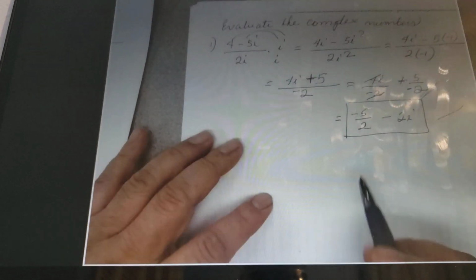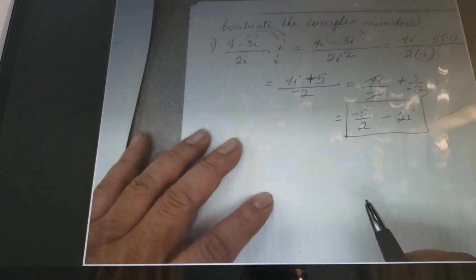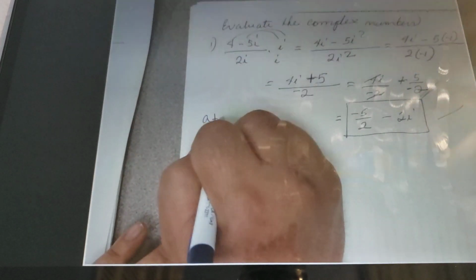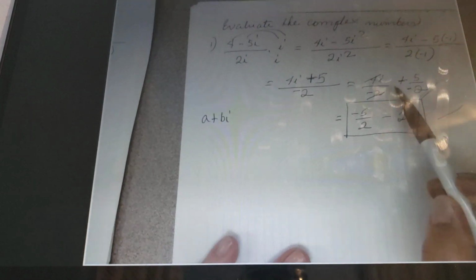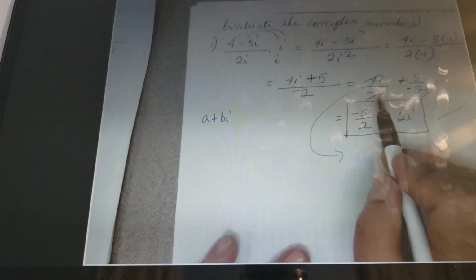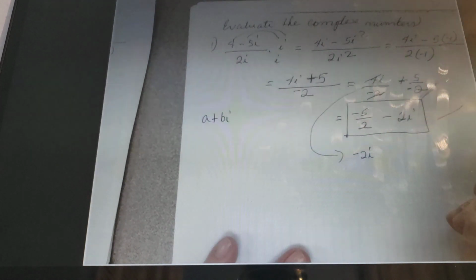Any more question? Did you understand that? You have to split the fraction and simplify, right? Actually, I arranged the fraction. This one should be a plus bi. So we have 4 divided by negative 2, that is negative 2i.